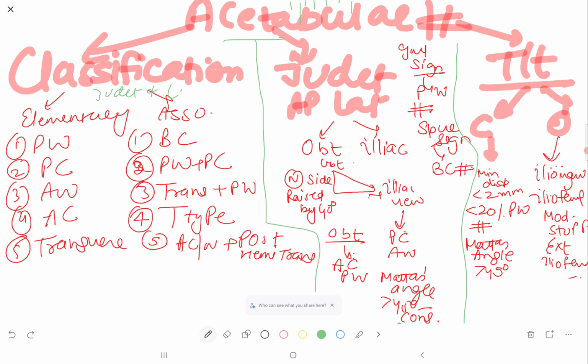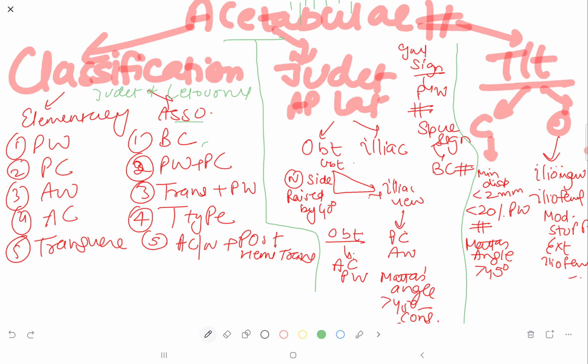Judet and Letournel classification. Firstly, it has divided the fractures into two types, elementary and associated fractures. In the elementary types: posterior wall fracture, posterior column, anterior column, and transverse fractures. Associated types: both column fractures, in which you see the spur sign, posterior wall plus posterior column fracture, transverse plus posterior wall fractures, then T type, then anterior column or wall plus posterior hemitransverse.